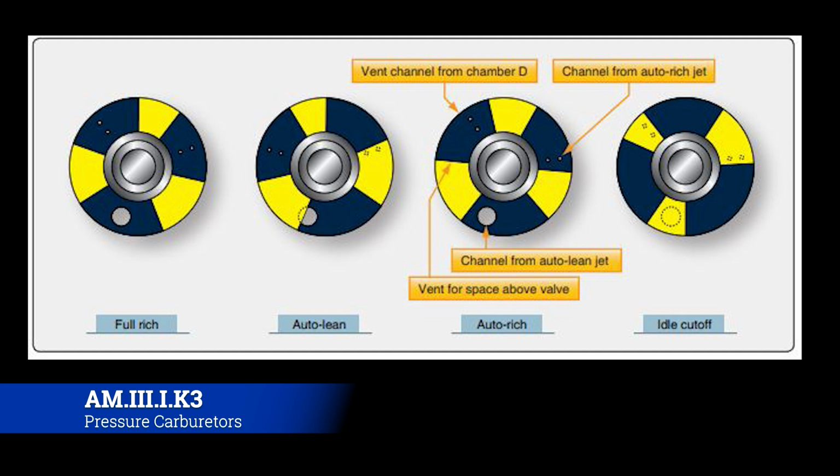Now, the three positions of the manual mixture control lever make it possible to select a lean mixture, a rich mixture, or stop the fuel flow entirely. And the idle cutoff position is used for starting and stopping the engine. So during starting, fuel is supplied by the primer. So essentially, you have this disc that will allow fuel to either flow or not flow based on the mixture setting inside of the aircraft.